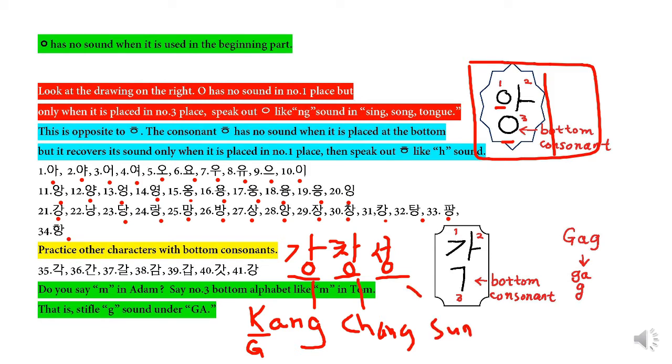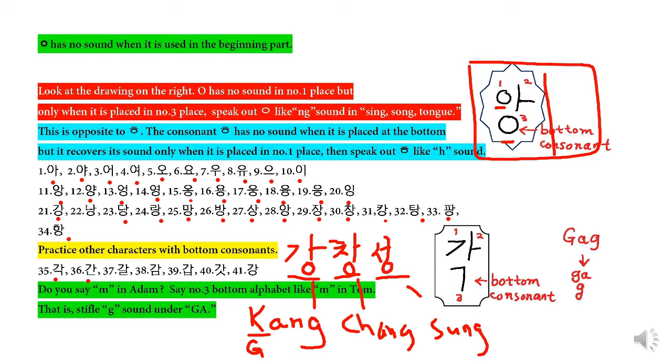So when volleyball player Kang Chang-sung participated in the Olympic Games, European broadcasters had a hard time saying this word correctly. They said Kang Cheng-sung when it should originally be Kang Chang-sung.